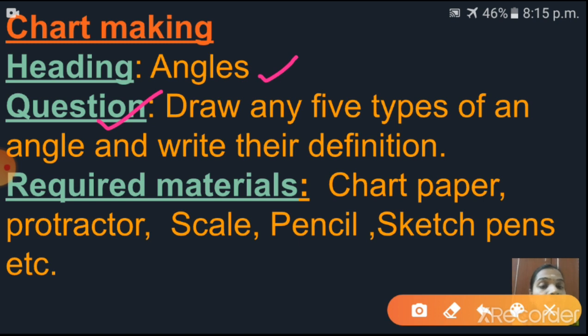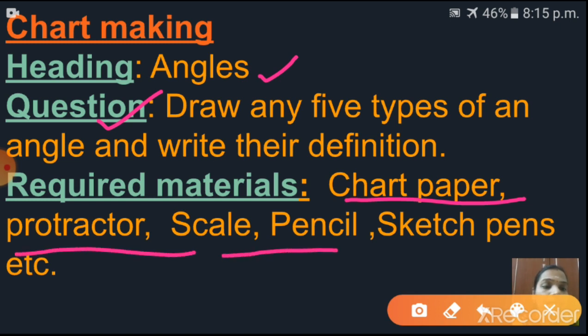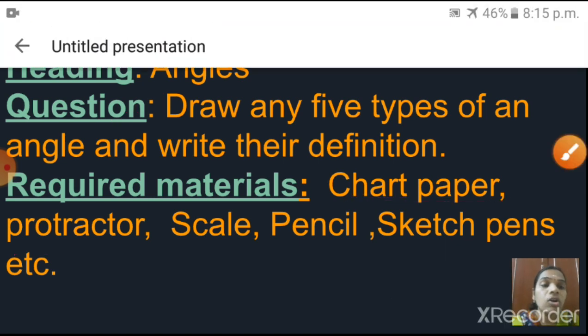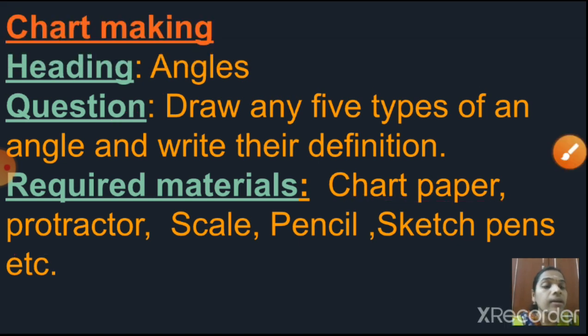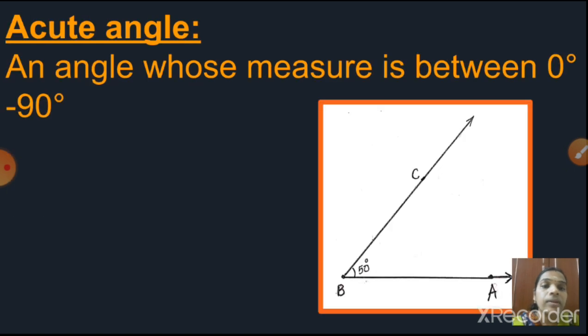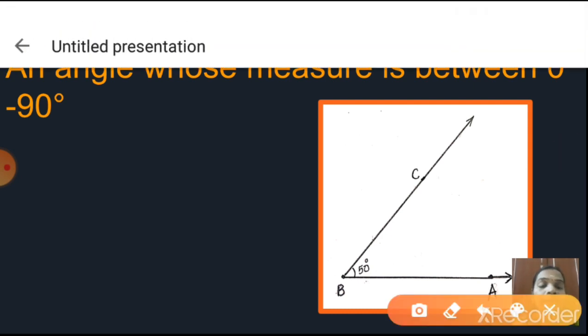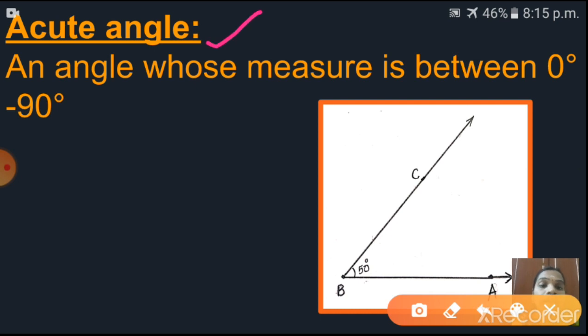Okay, and for this formative, which materials do you want? Yes, chart paper, protractor, scale, pencil and sketch pens. And here children, how many angles do you have to draw? Yes, 5. For a sample I have given one angle here. First you have to write what? Take the chart paper, below that write the heading, and afterwards you write the question, isn't it? After the question, you write the name of the angle you are going to make. Suppose here I have taken acute angle. If you want to draw that acute angle, write the heading here like this, acute angle.